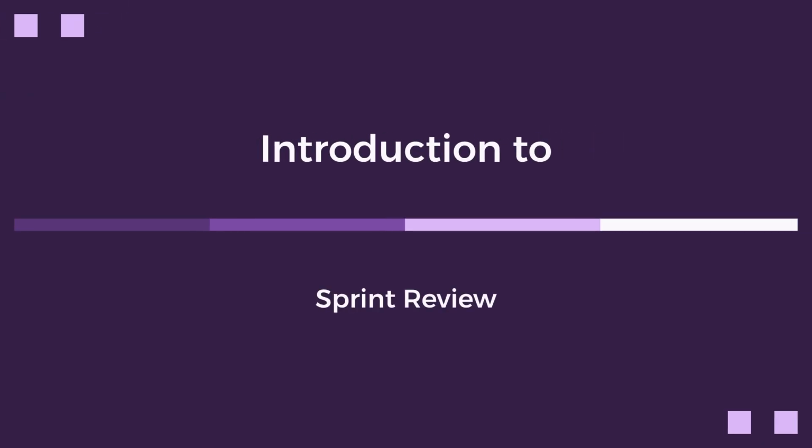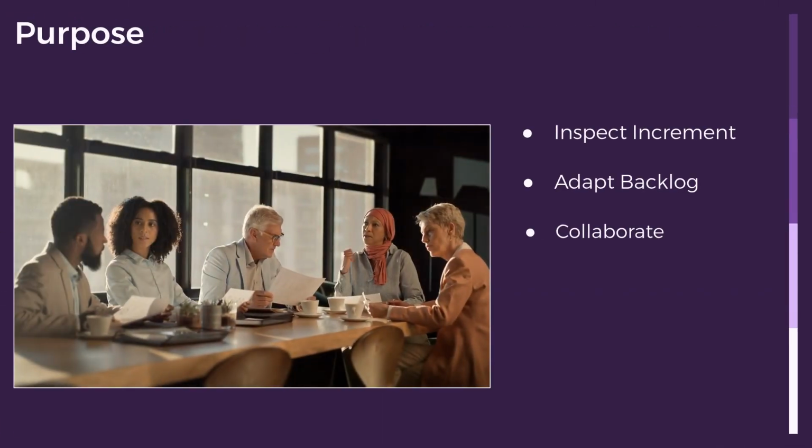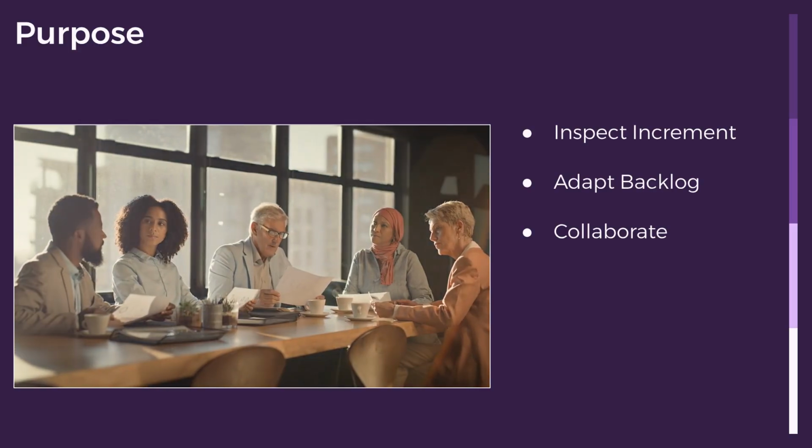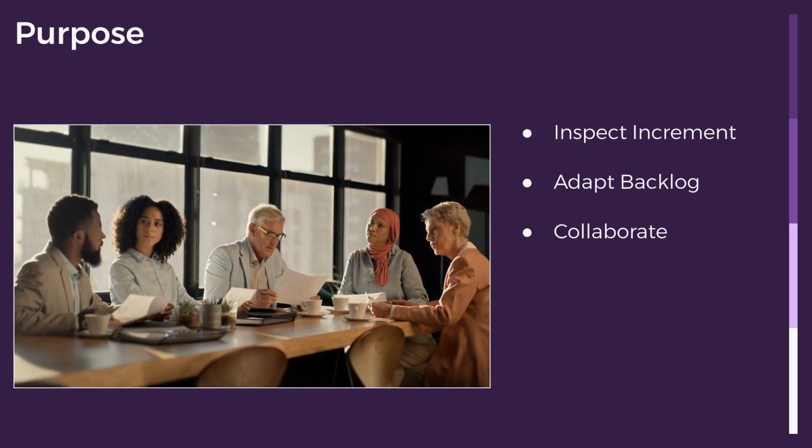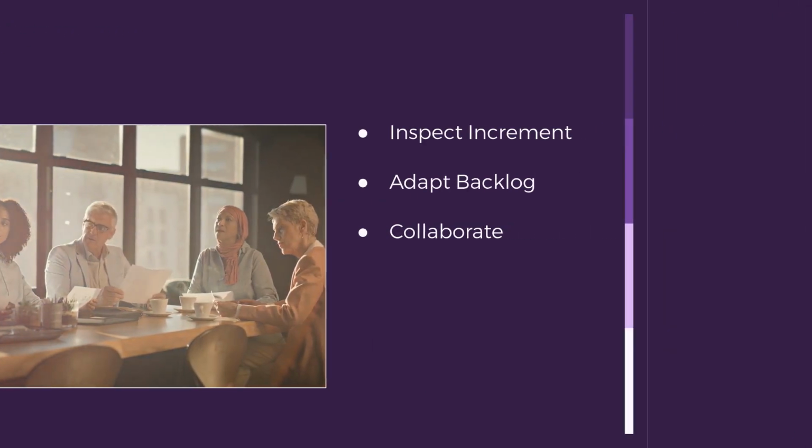The Sprint Review is one of the 5 essential events in Scrum, happening at the end of every sprint. It's a key moment for transparency and inspection. The main goal of the Sprint Review is to inspect the increment created during the sprint and collaboratively adapt the product backlog if needed. It's about stakeholder collaboration.